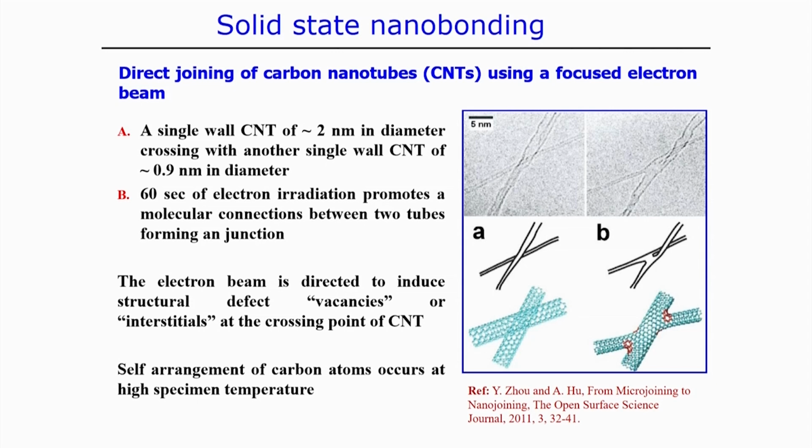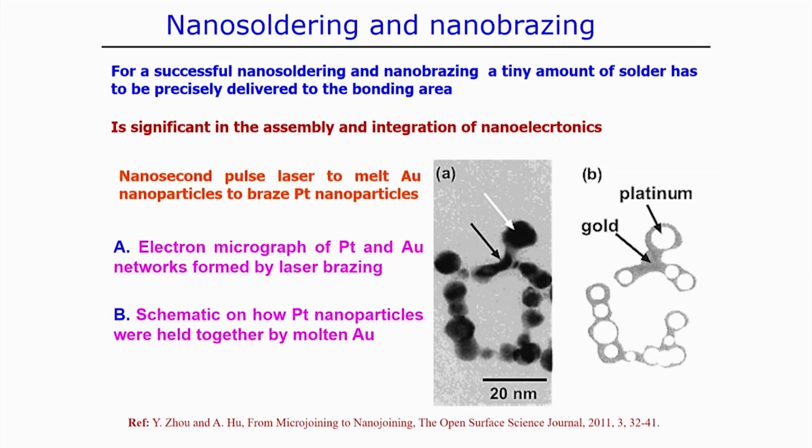So, if we use the electron beam to create the defects at the joining point, then after that self arrangement of carbon atoms can occur at the high specimen temperature, and they can bond together, that means two different carbon nanotubes. So, this is one type of nanotube joining technology, but still it is in the research and development section.